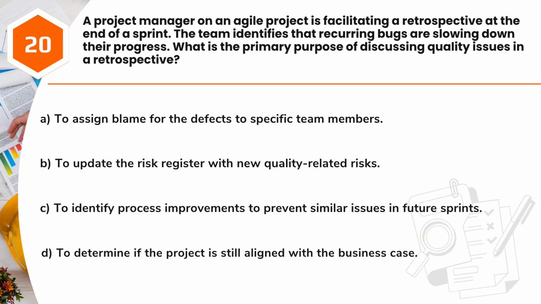Question 20. A project manager on an Agile project is facilitating a retrospective at the end of a sprint. The team identifies that recurring bugs are slowing down their progress. What is the primary purpose of discussing quality issues in a retrospective? A. To assign blame for the defects to specific team members. B. To update the risk register with new quality-related risks. C. To identify process improvements to prevent similar issues in future sprints. D. To determine if the project is still aligned with the business case.